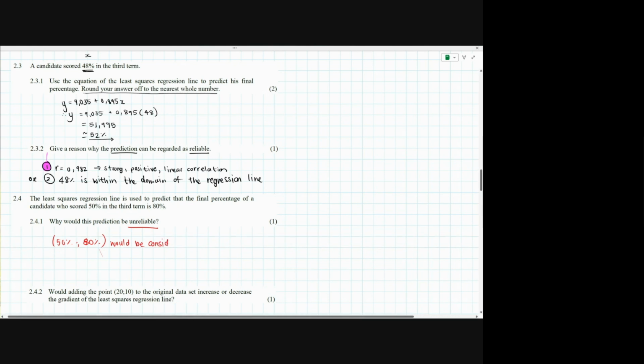Sure, can't spell. And so it doesn't follow the trend of the regression line. I'm being very lazy in my writing.